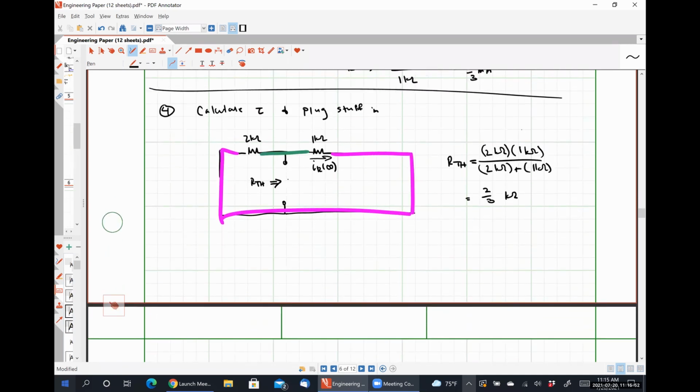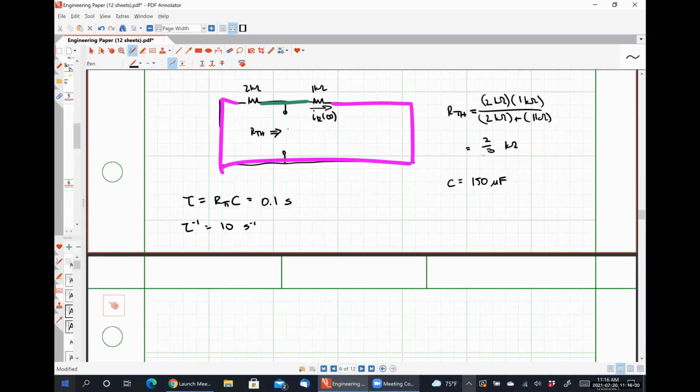All right, so that's our equivalent resistance. Our equivalent capacitance was 150 microfarads. So our time constant here is just going to be RTH times C. So that is 2/3 times 10 to the positive 3 multiplied by 150 times 10 to the minus 6. Looks like 0.1 seconds. So tau to the minus 1 power is then going to be 10 per second.